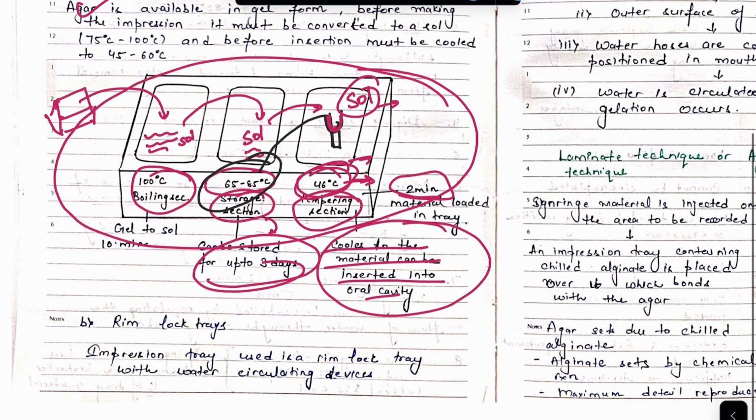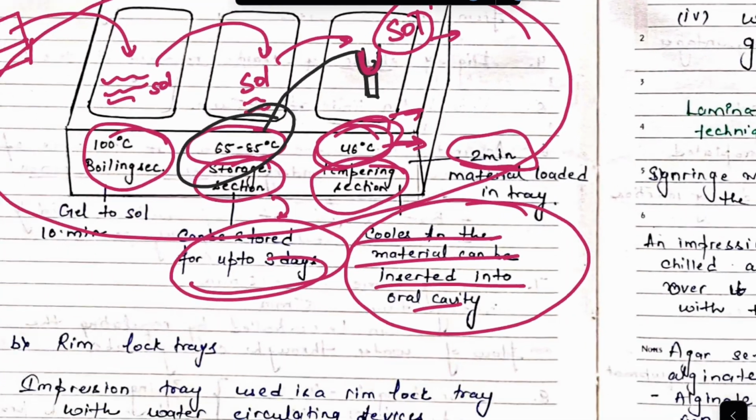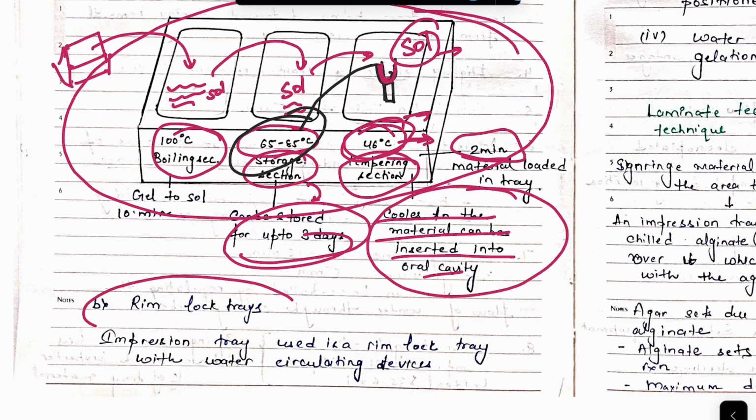We want something that can be easily taken out of a tube and put into a tray to take the impression. Then the second thing we want: the trays we are using are not normal trays, these are rim lock trays. These trays will have a structure kind of like a box. Let's just say this is my tray.